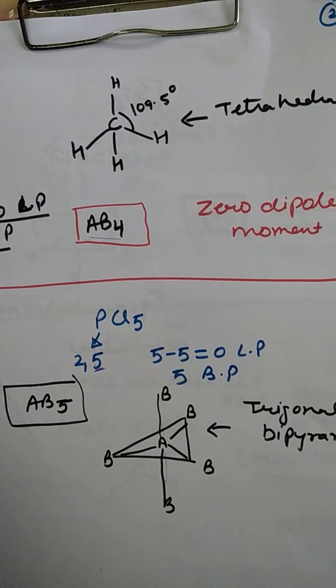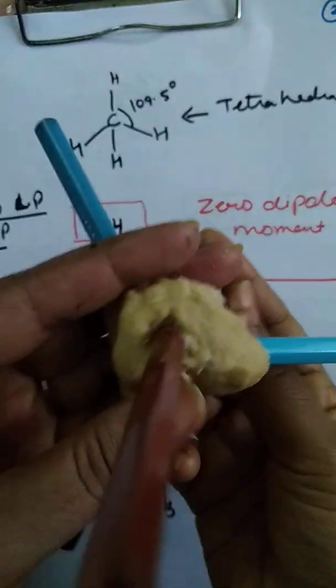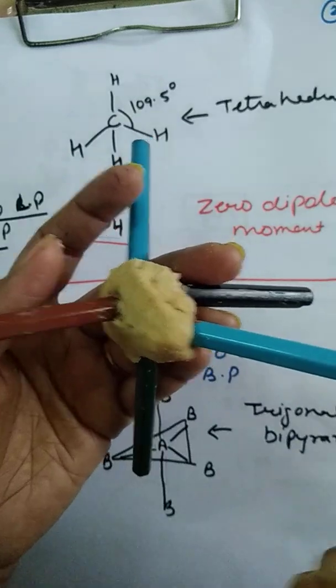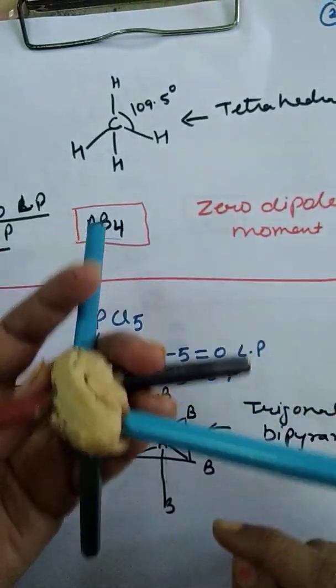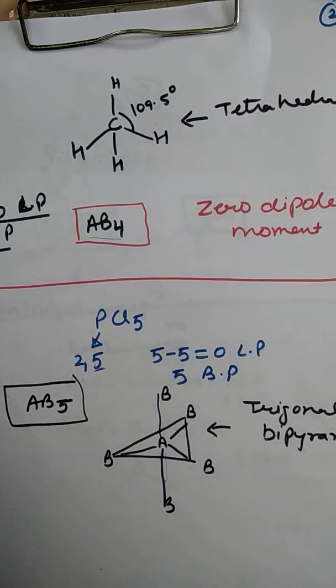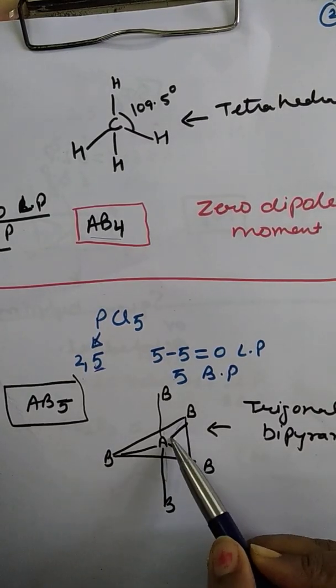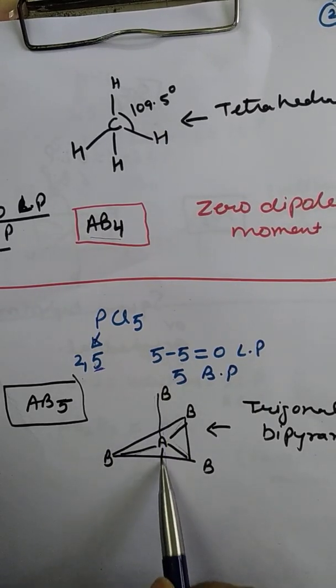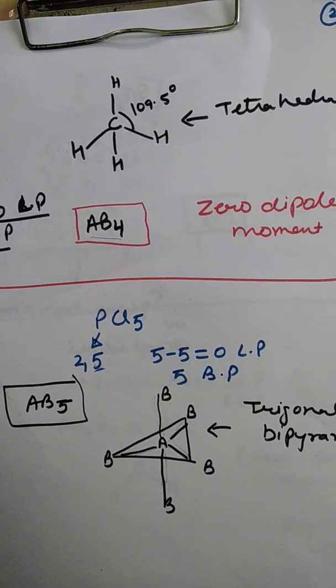So my trigonal bipyramidal molecule would look somewhat like this, in which 3 atoms will be in one plane, one atom coming up and one atom going down. For convenience, you can draw it like this. This molecule is also symmetrical, but here you have to remember that there are 2 types of bonds: one which are in the plane, which these 3 atoms are making, and another 2 which are out of plane, up and down.